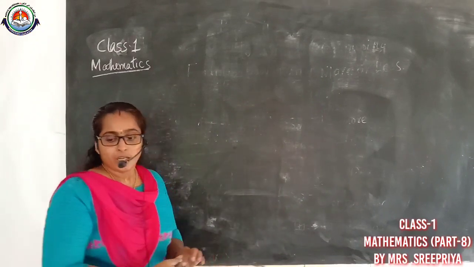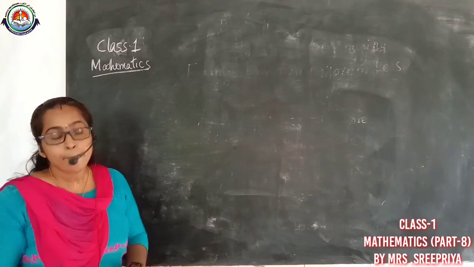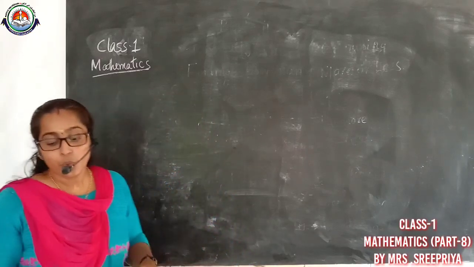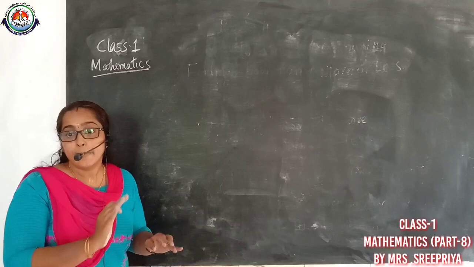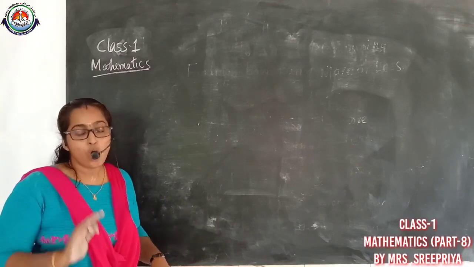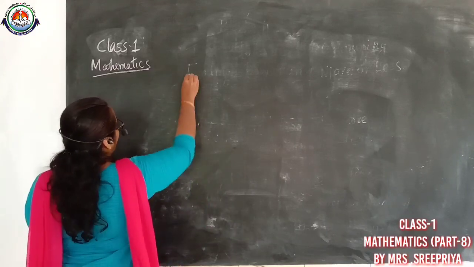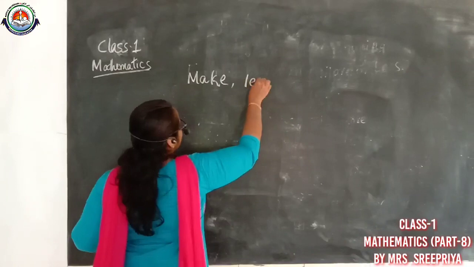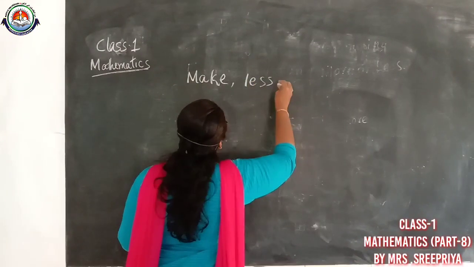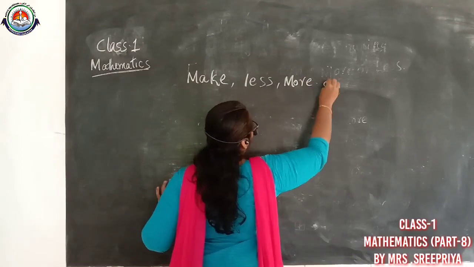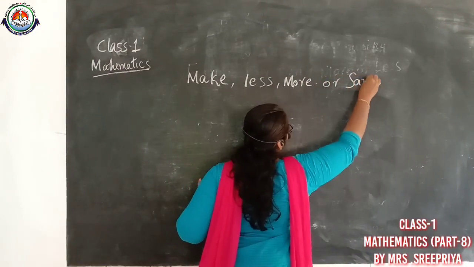Then, so we understood how we can find more or less. Now we are going to study making more, less or the same. How we will make more, less, make less, more or same.